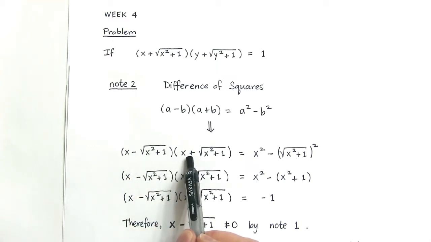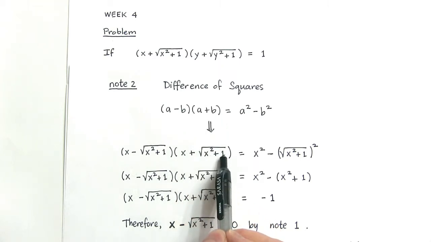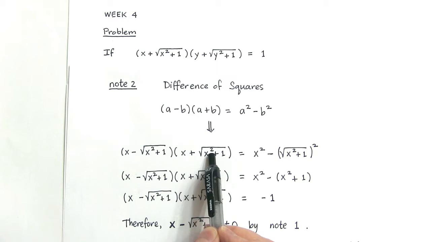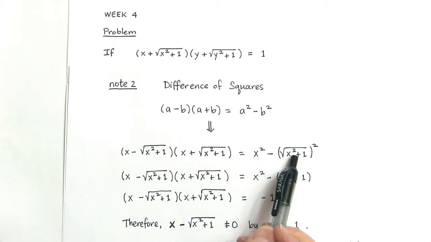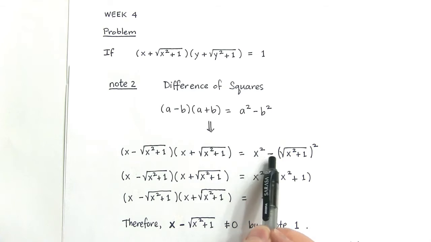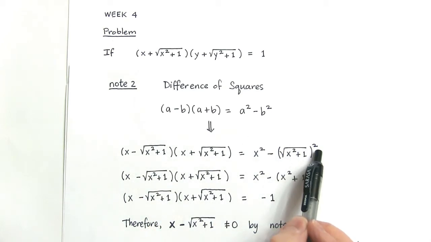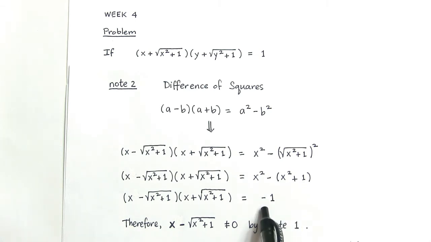So here, my a is x and my b is the square root of x squared plus 1. And so when I take a plus b and multiply by a minus b, I get a squared minus b squared. So I get x squared minus this quantity squared. But the square undoes the radical, so this becomes x squared minus the quantity x squared plus 1, which is just minus 1. And the radical is all gone.